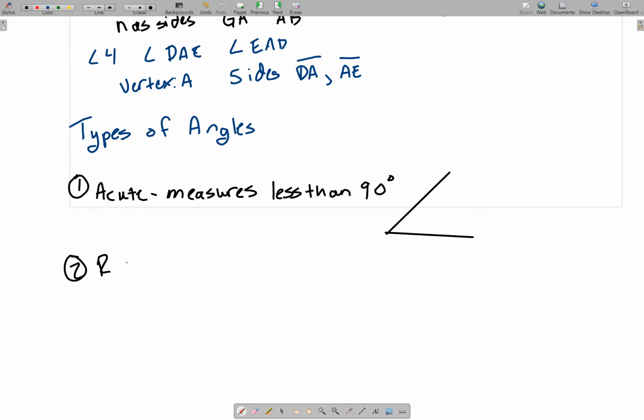And these are exactly equal to 90 degrees. They're special because we use them all over the place. There's even carpenter's tools that measure right angles. So these measure exactly 90 degrees. And right angles are marked with a little square inside the angle itself, just like that.